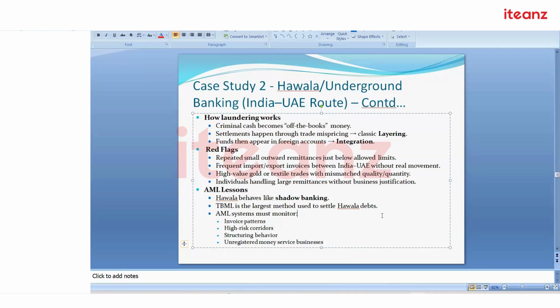Understood how things are happening? This is called hawala and shallow banking. In movies, you have seen many like this, right? So just put it in your brain. That's all.